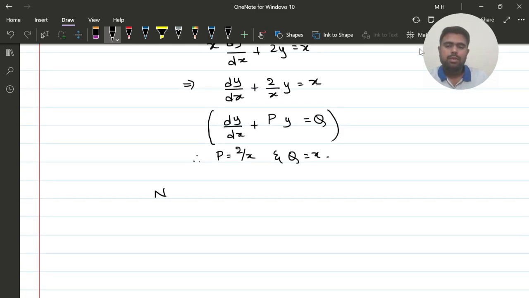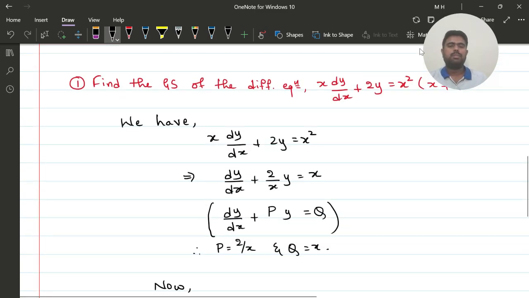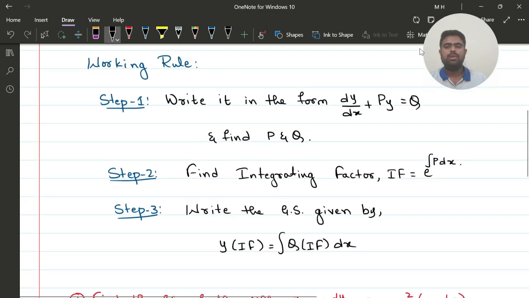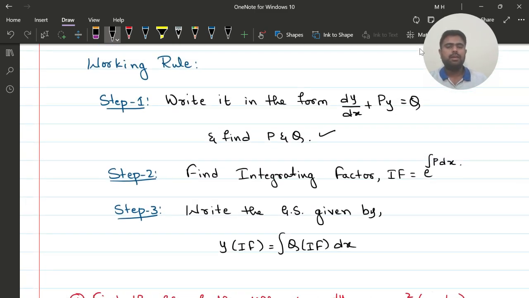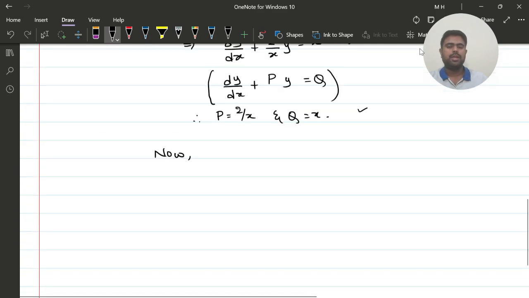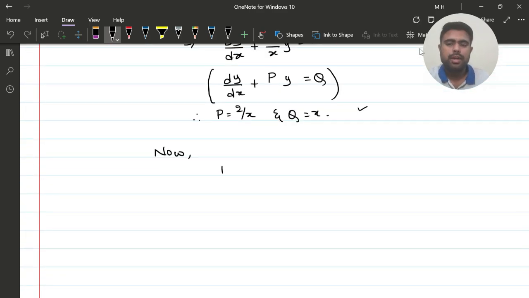Now the first step is what we have done. We expressed this in the standard form and then found P and Q. Once step 1 is done, we go to step 2, find the integrating factor, equal to e raised to integral p dx. So therefore integrating factor is equal to e raised to the integral of p dx. This is equal to e raised to the integral of, what is p? It is 2 by x dx.